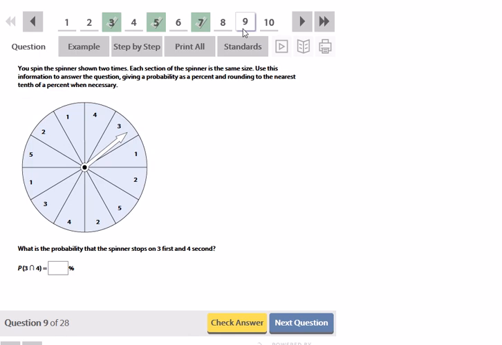You spin a spinner shown two times. Each section of the spinner is the same size. Use this information to answer the question. What's the probability that the spinner stops on a 3 first and a 4 second? Okay, so because each spin is independent from the one before, it's not affected. It's not like you're removing spaces. So in total, there are 2 threes. So there's 2 threes out of 12 total spaces, times the 4s. There's also 2 fours. Yep. So that's 1 over 6 times 1 over 6, which gives you 1 over 36.